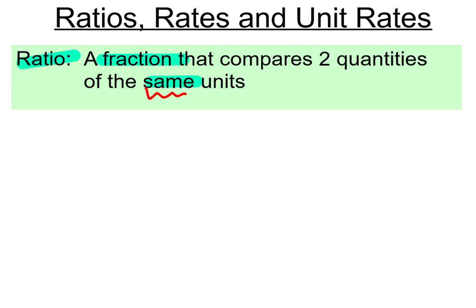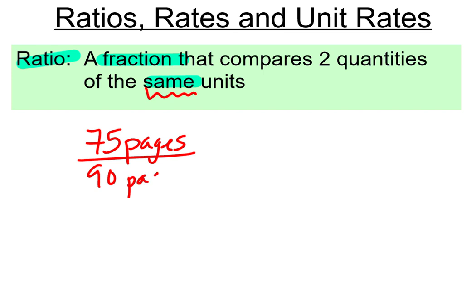So what do we mean by something like that? Well, for example, let's say we were talking about 75 pages out of 90 pages in a book. This is a ratio of 75 to 90. We can see that they both have pages as units. If the units are the same, we don't necessarily see the units, and that fraction would stand, and we would just simplify that fraction.